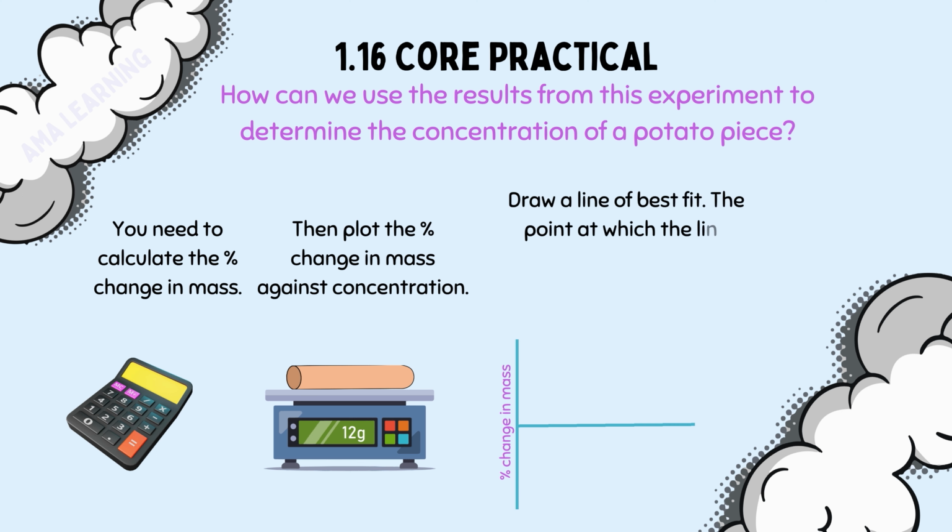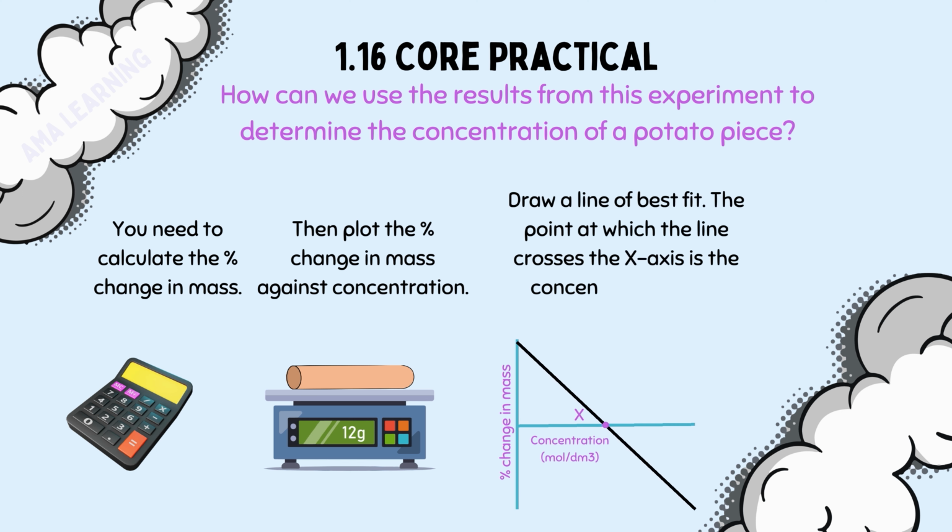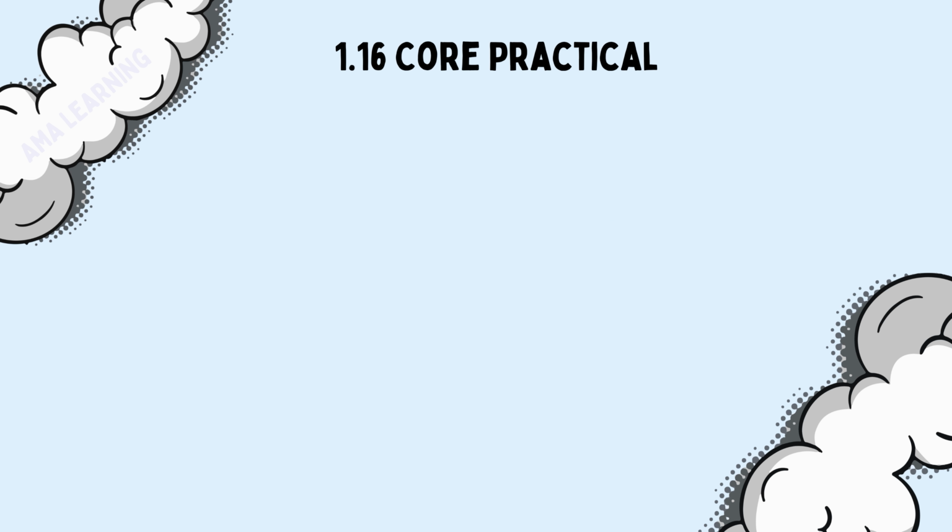The point at which the line crosses the x-axis is the concentration of the potato cells. This is very important, so let me repeat this. The point at which the line crosses the x-axis is the concentration of the potato cells.